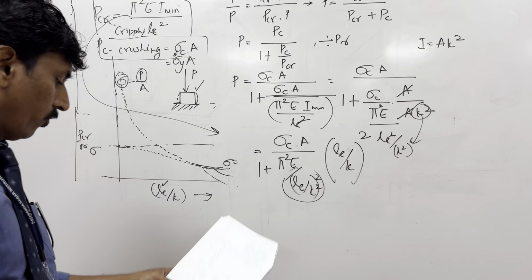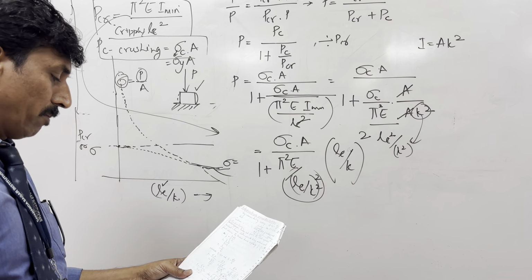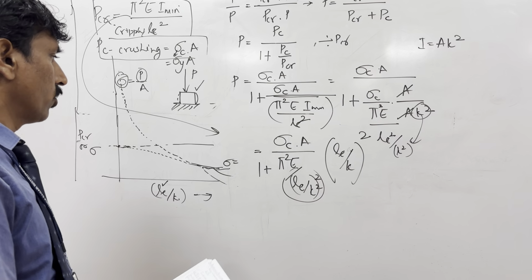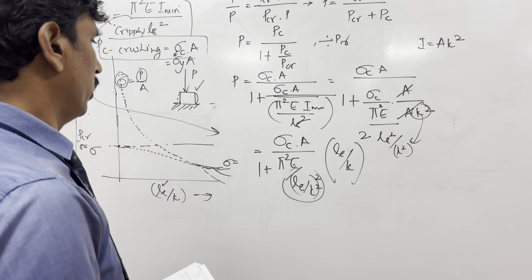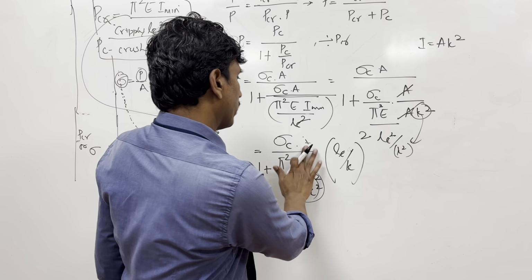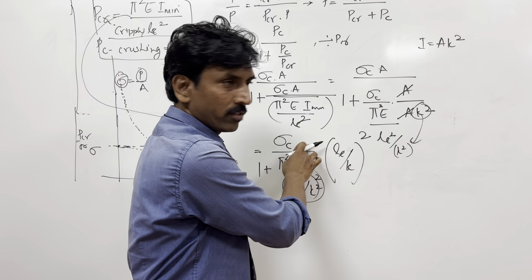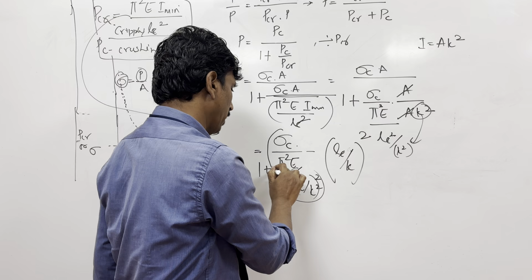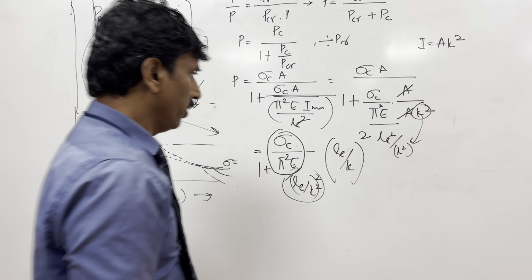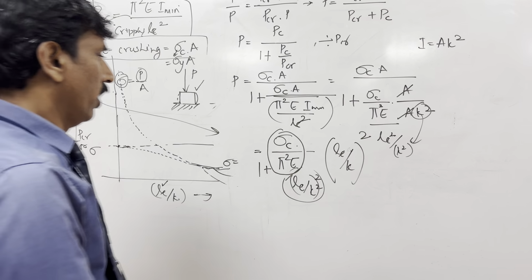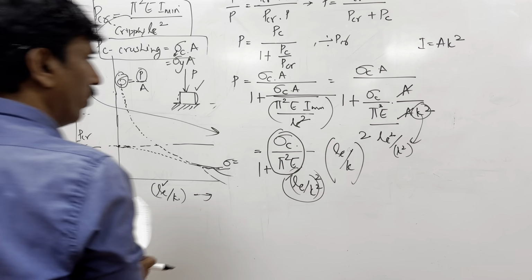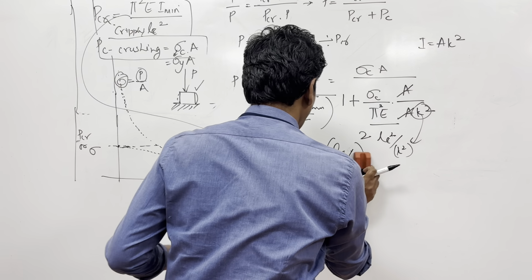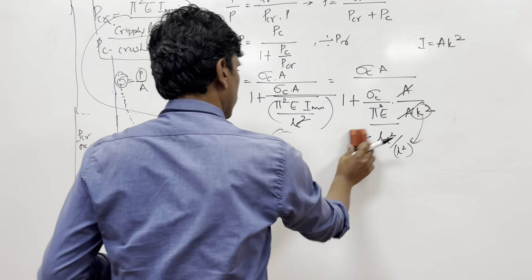Okay guys, now finally, I missed here sigma c, this A and A got cancelled out, no? A and A got cancelled out. So sigma c, pi square E, this will be taken as constant here. So this will be taken as constant. Finally I will write the equation here.